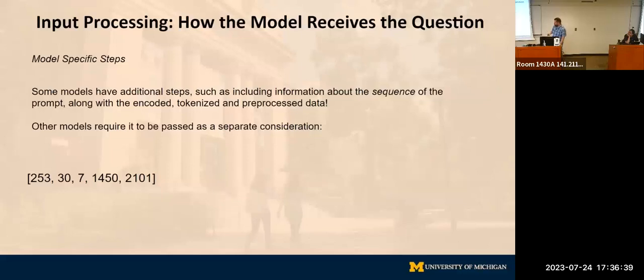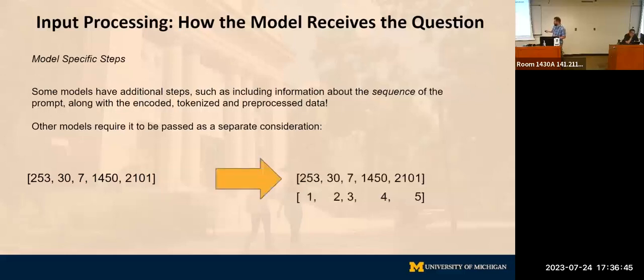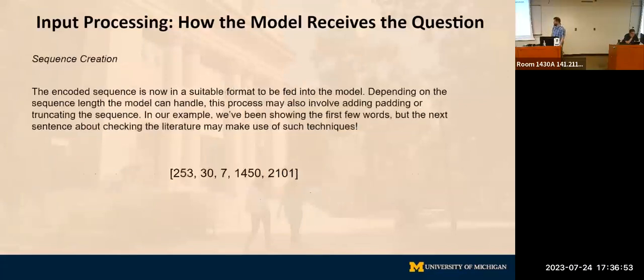So we've got these numbers. Some of these models require us to think about the sequence separately. So not only would we have these numbers handed in, we'd also say it goes in this order. This is number one, that's number two, that's number three, simple stuff. Then we're also going to have a sequence created. With the encoded sequence now in a suitable format, depending on how long or short the phrase that you've handed in is, it might need to change.